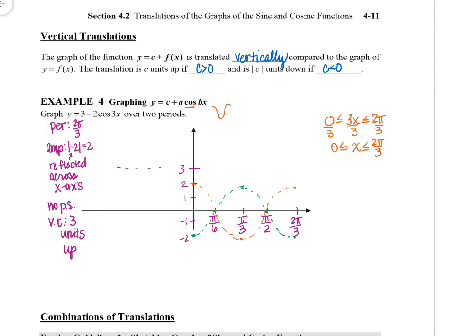So I'm going to draw a dotted line. The equation of that line is y is equal to 3. And what we're going to do is take this green graph that I just drew and shift all those points up by 3 units. I'll start off with the middle points. And we know that the amplitude is 2, so we're going 2 units down from 3, and then 2 units up from 3. Let me draw the graph.